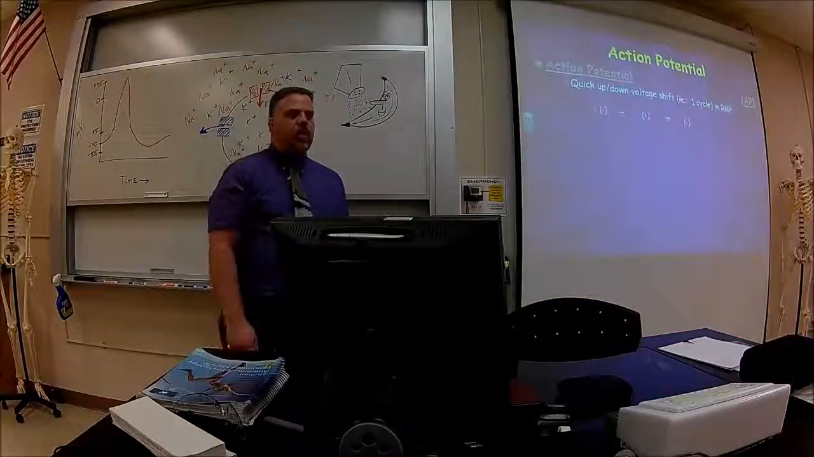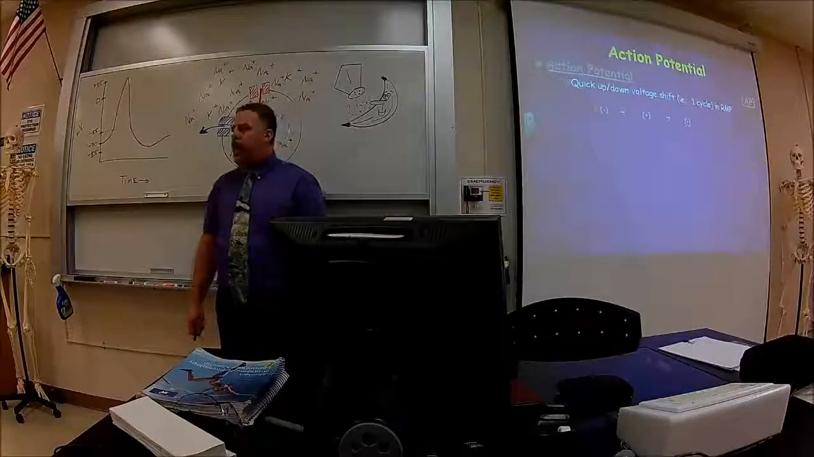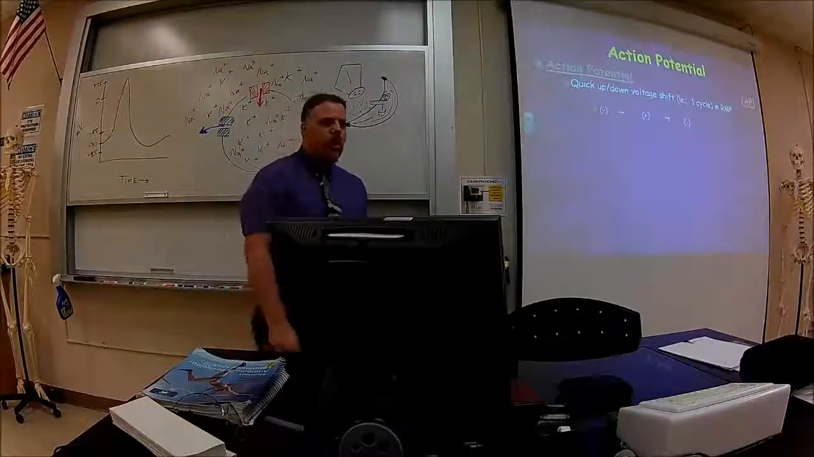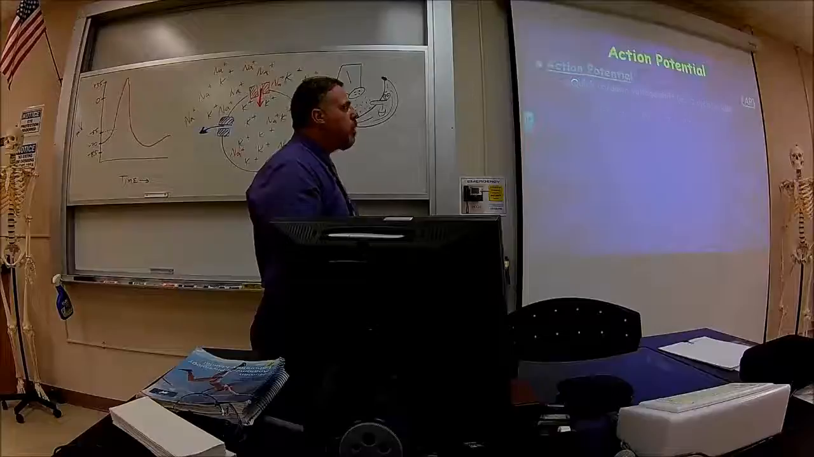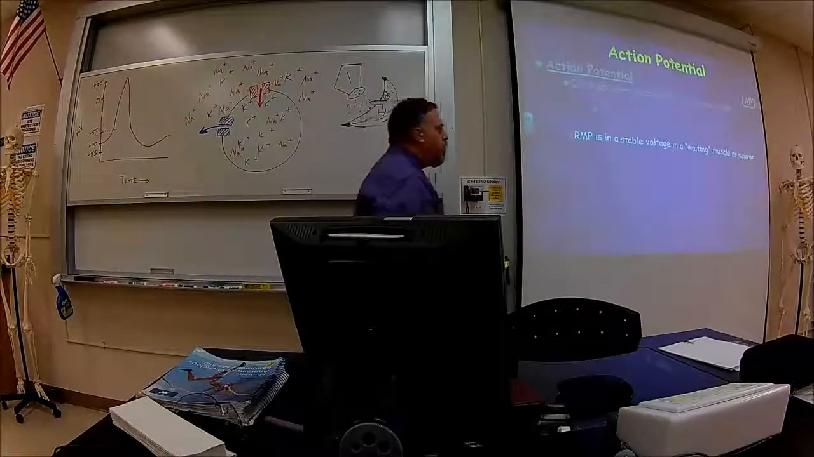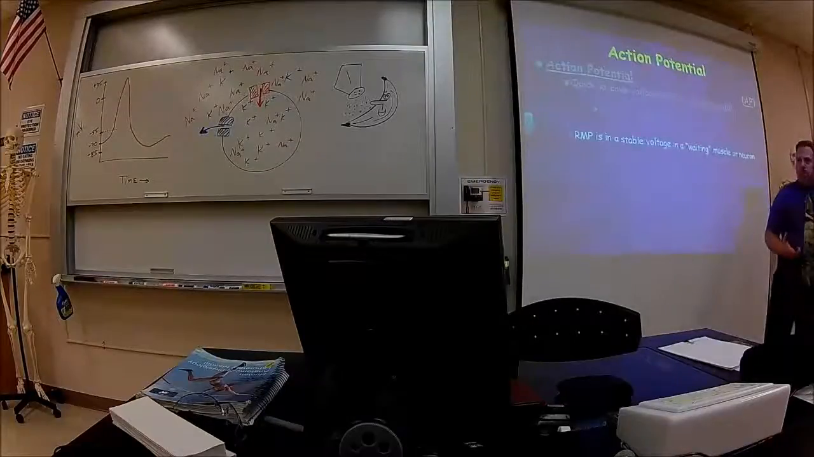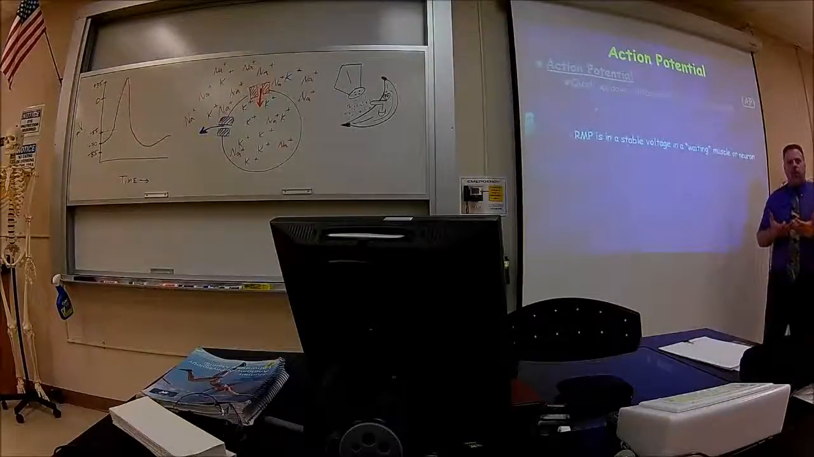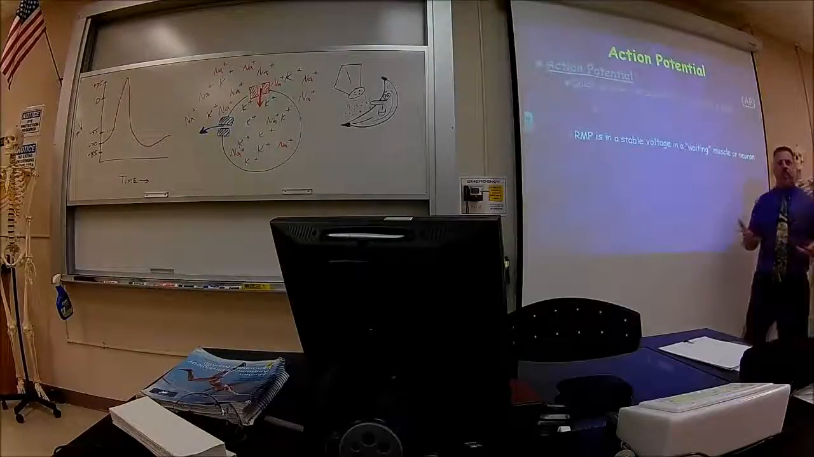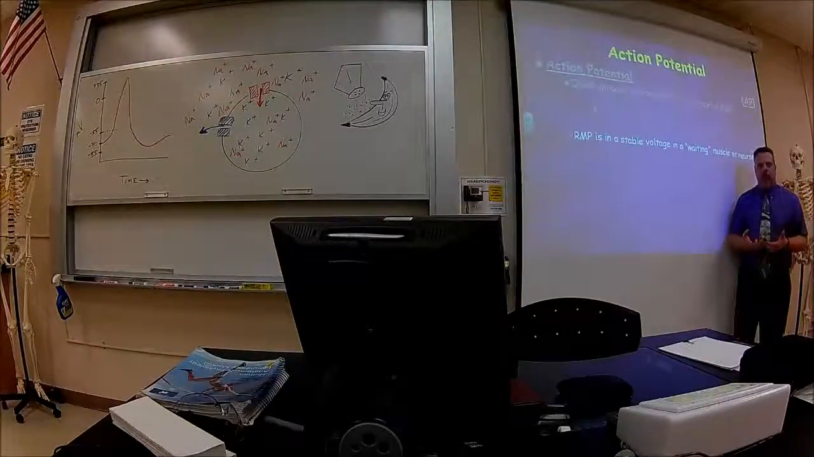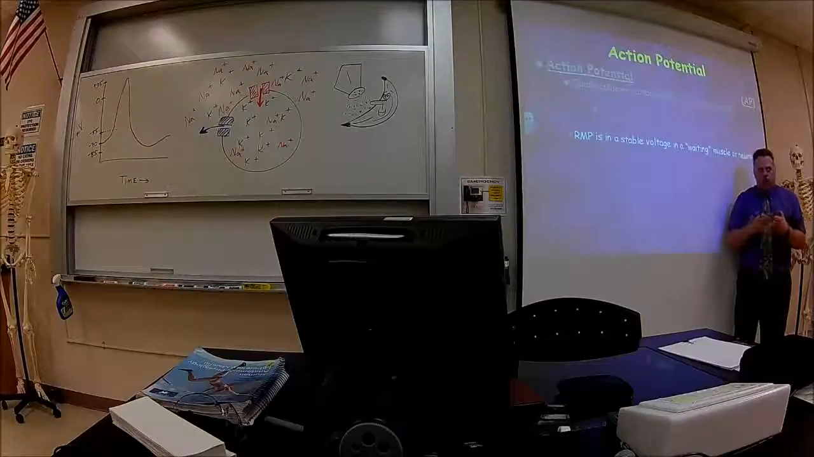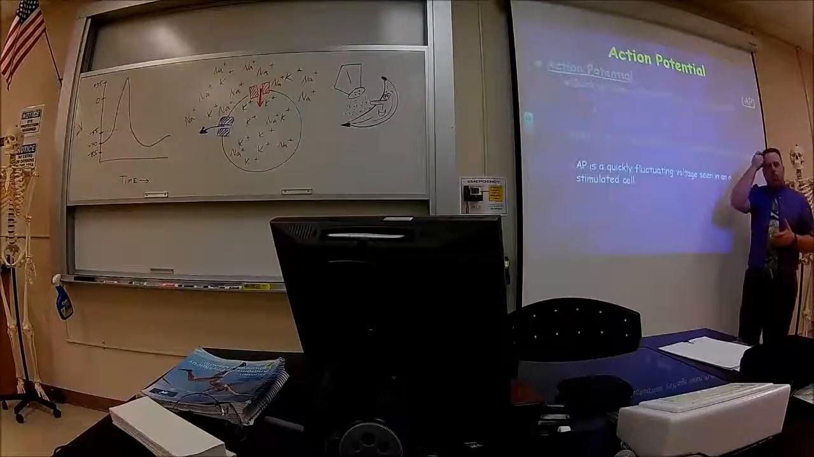So an action potential is a quick up and then down. All right, that's one cycle. Okay. The resting membrane potential is like this. It's a stable voltage, and it's just waiting for the muscle or neuron to get stimulated to do something. It's like that little tickle in your nose. It's just getting ready to sneeze. Okay.